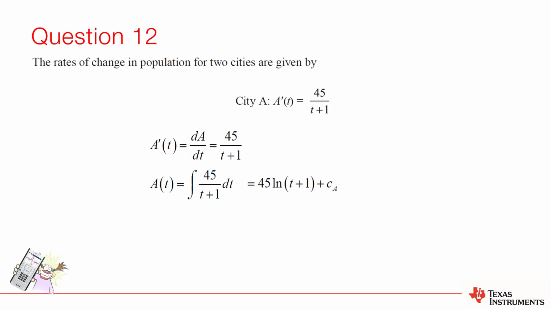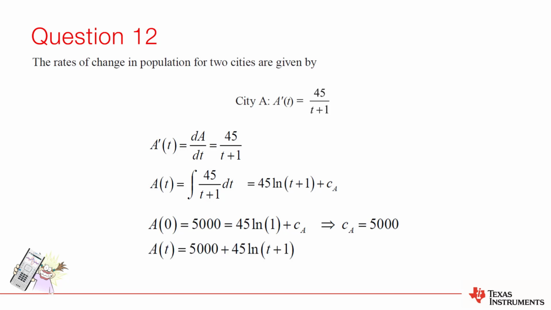Okay, to find the first constant, we'll use the fact that initially when t equals 0, the population of city A was 5,000. So if we substitute t equal to 0, that gives me 45 log e of 1, which is 0. So therefore CA is 5,000. So A of t for city A is 5,000 plus 45 log e of t plus 1.